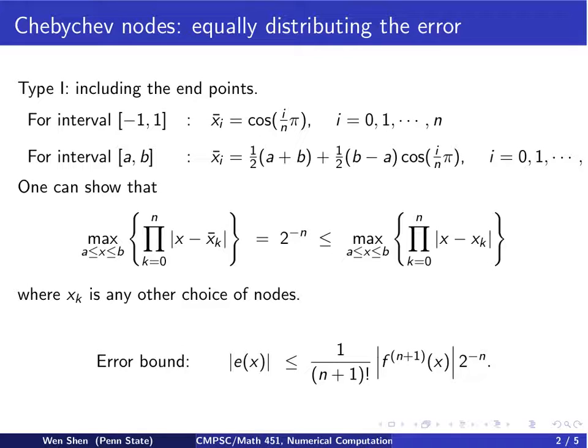We can now plug this bound into the error bound and have the error bound for the Chebyshev nodes. So this is where this estimate goes in from here. That's the product term. So Chebyshev nodes will give me this error estimate.